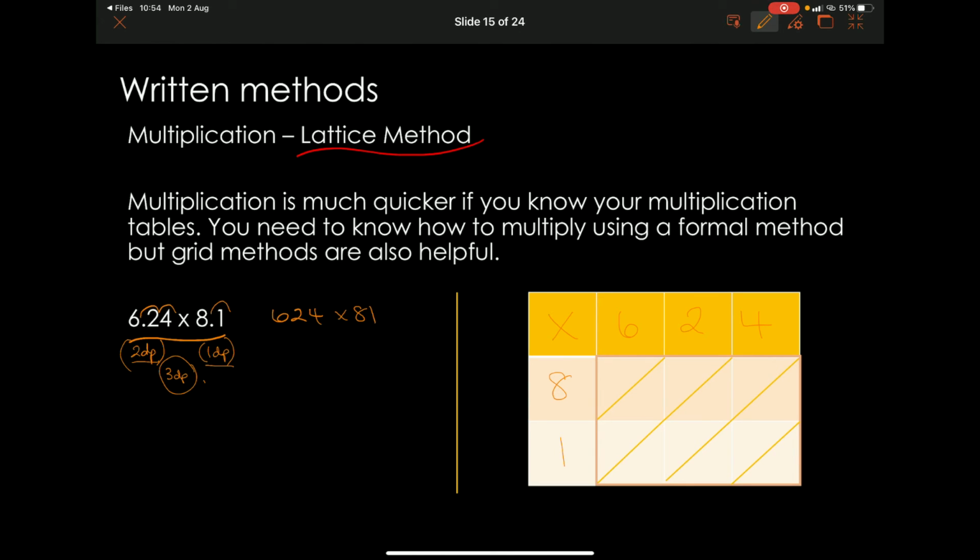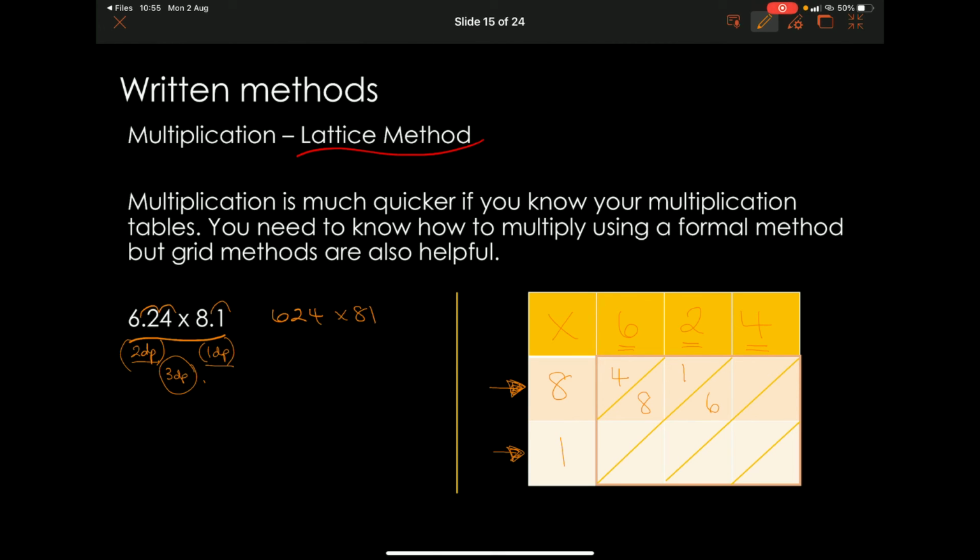So what we're going to do is we're multiplying these together. Now the first thing we're going to do is we're going to do everything multiplied by the 8. So we're going to do 6 times 8, 2 times 8, 4 times 8. And then we're going to multiply everything by the 1. 6 times 1, 2 times 1, 4 times 1. Okay, and we're going to put our answers into this grid. So 8 times 6, okay, or 6 8s are 48. 48 is 4 tens and 8 units. So that's how you need to put it into your grid. Okay, 8 times 2 is 16. That's 1 10, 6 units.